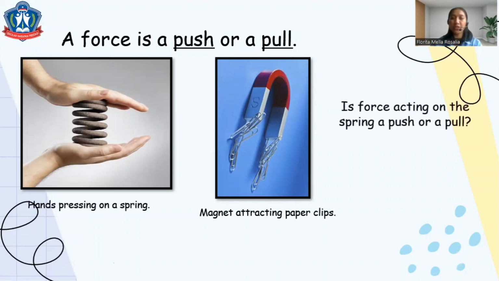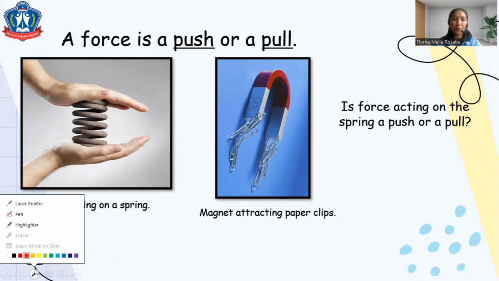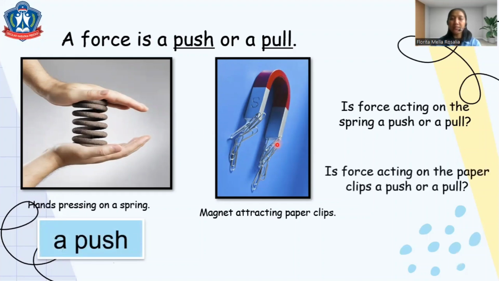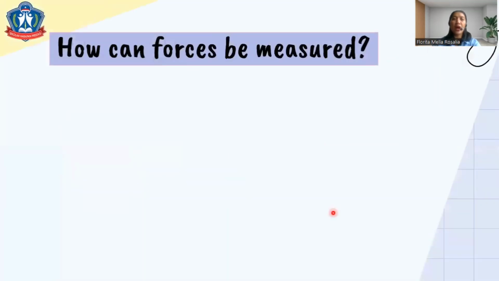So the first question, is the force acting on the spring a push or a pull? Right, that is a push. And what is this? Is the force acting on the paper clips a push or a pull? Right, that is a pull. Now, how can forces be measured?